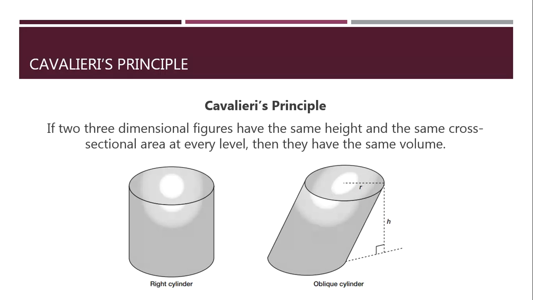Whether it's standing up straight or whether it's leaning over a little bit, the volume is going to be the same. In the case of these cylinders, the radius is going to be the same. The height, top to bottom, is going to be the same. The volume is going to be the same as well.